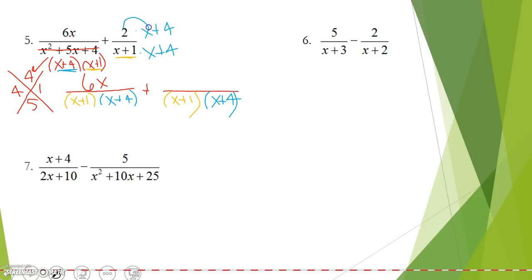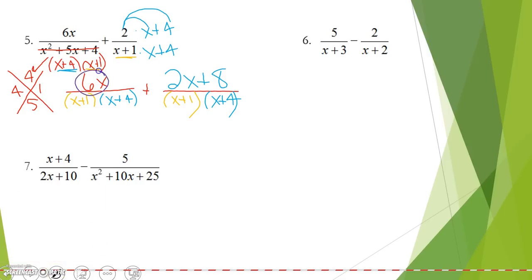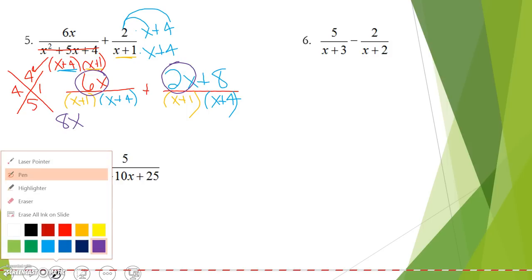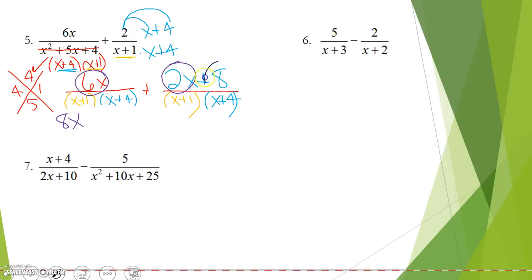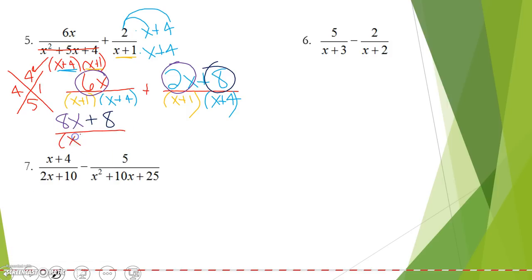And what I need to do is distribute that 2. So really it'll be 2x plus 8 up top. The next step is to add the numerators. And so our like terms, 6x and 2x, can combine and make that 8x. And then this 8 right here just comes down. And this is all over my common denominator.